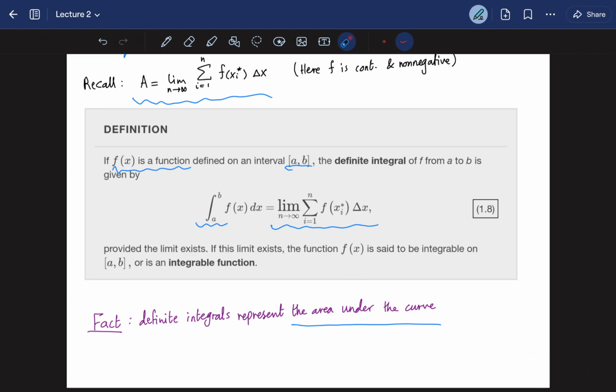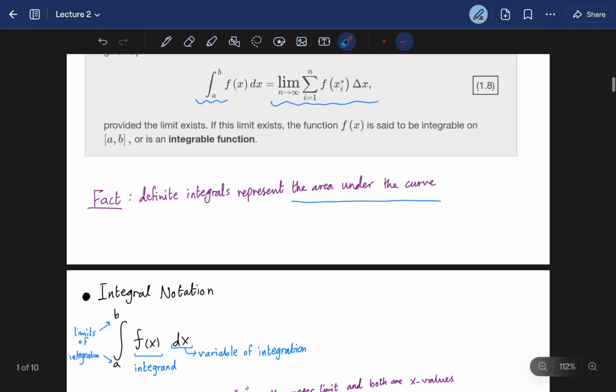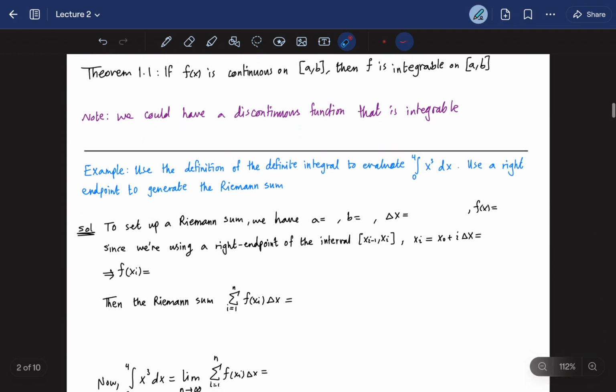Now I want you to keep the fact that definite integrals are numbers in the end, because once you evaluate them, you're going to get a number. Indefinite integrals that we're going to cover in future videos might not be numbers. They're going to be like functions.